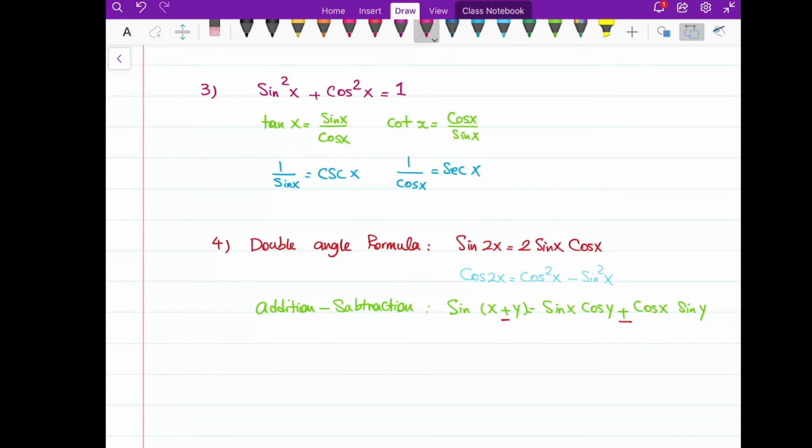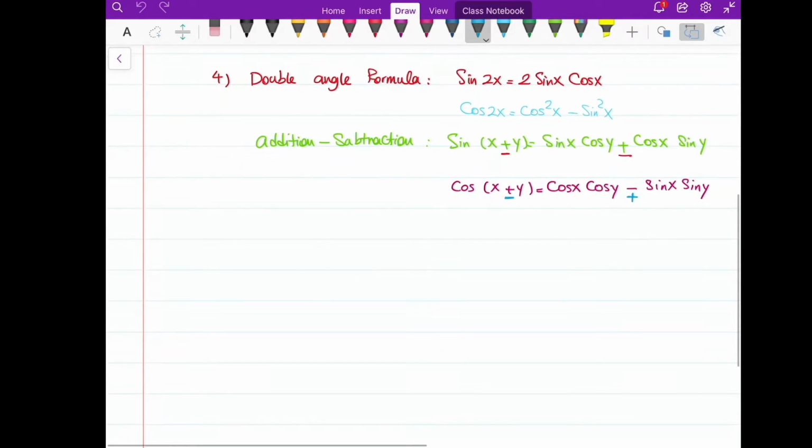And then we have cosine of x plus y. It's equal to cosine x, cosine y. Okay, you see the difference if you want to memorize them. So cosine x, cosine y minus sine x, sine y. And then if you have a negative sign in here, it's going to be plus in here. Okay, good. What else? Let me go to number 5.